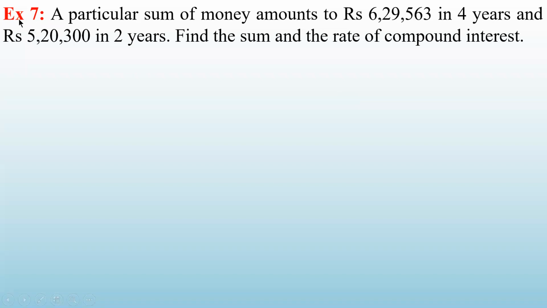So we'll start with the problem. Number 7 it is, but for today's it is the first problem. A particular sum of money amounts to rupees 6,29,563 in 4 years and rupees 5,20,300 in 2 years. Find the sum and the rate of compound interest.